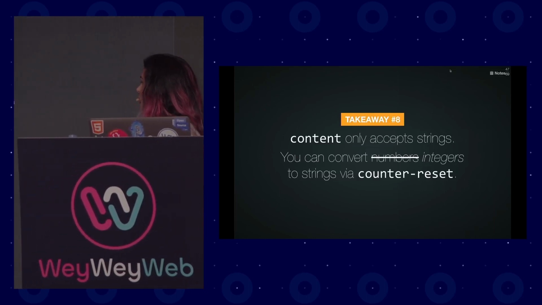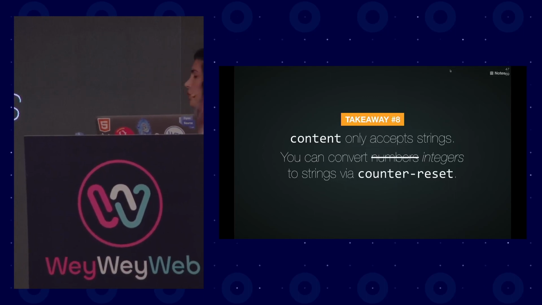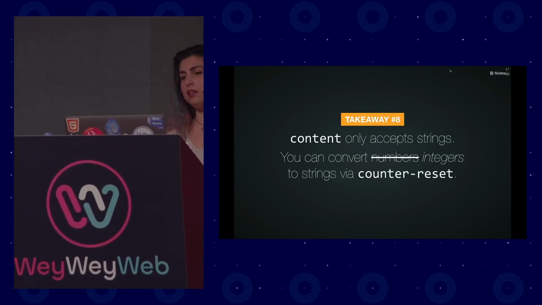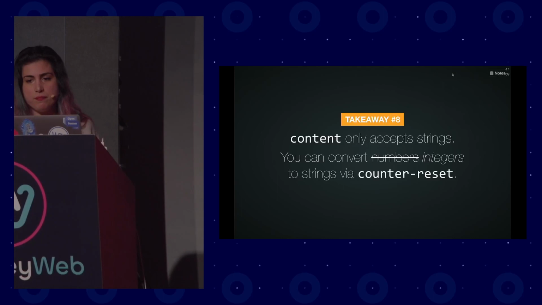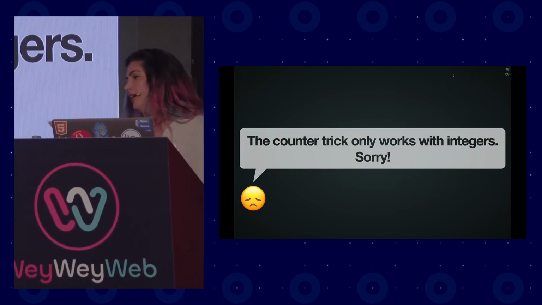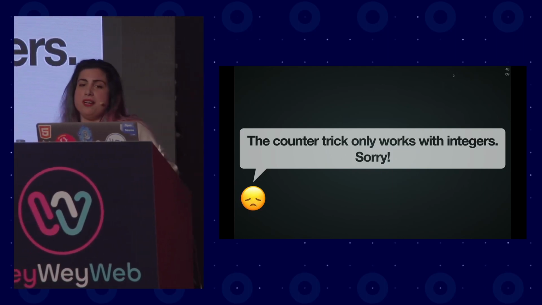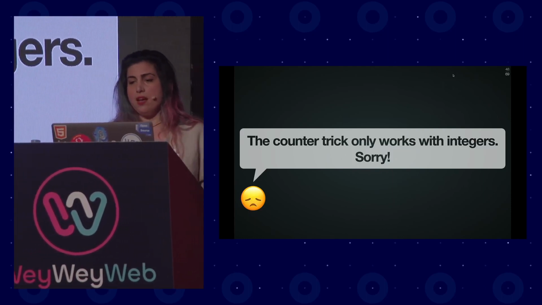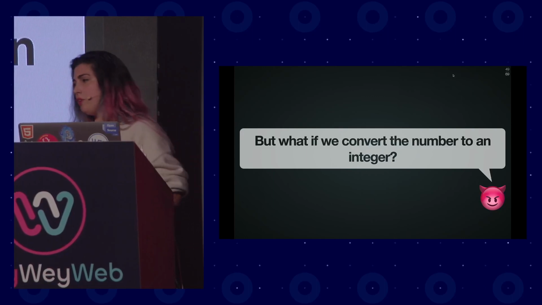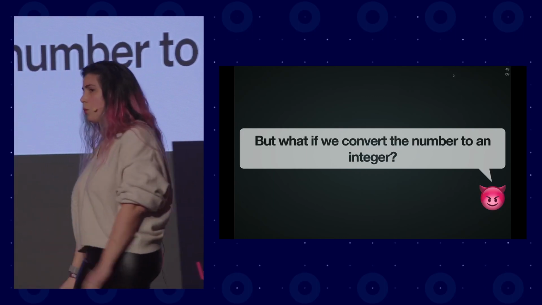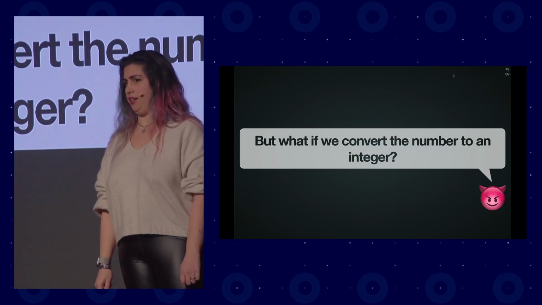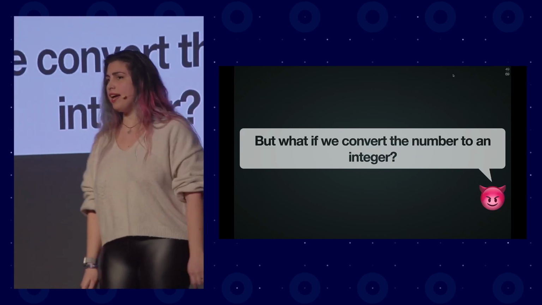Content only accepts strings. We can convert integers to strings through counter-reset. So should we give up at this point? Should we just say, well, this only works with integers, sorry. This bar chart only allows you to chart integers, sorry. Doesn't work. Or can we convert a number to an integer with CSS? Surely not. Or can we?